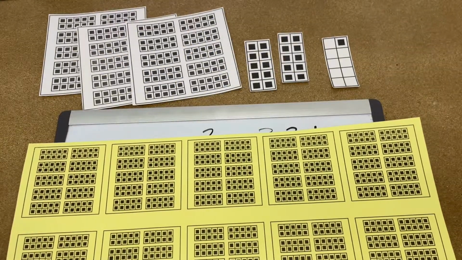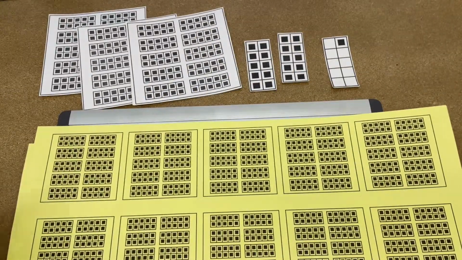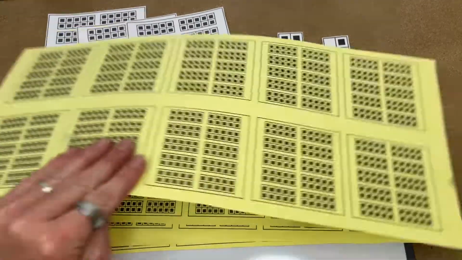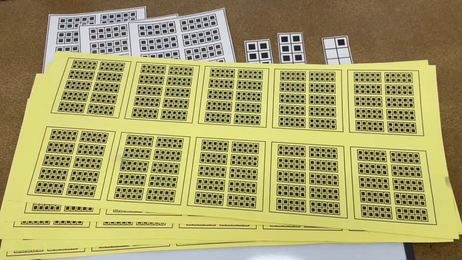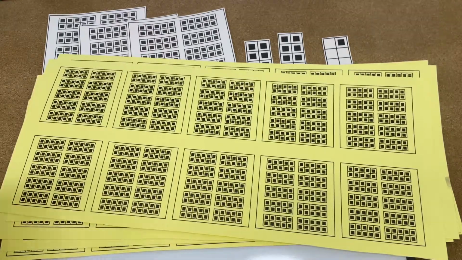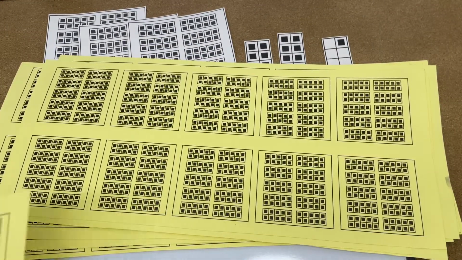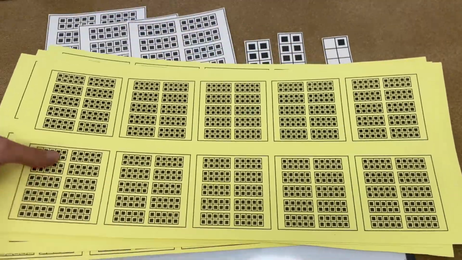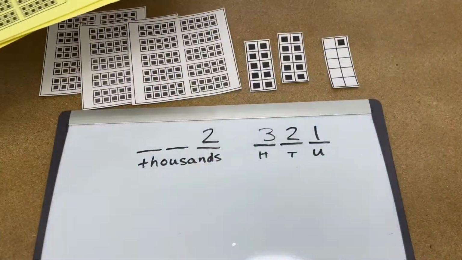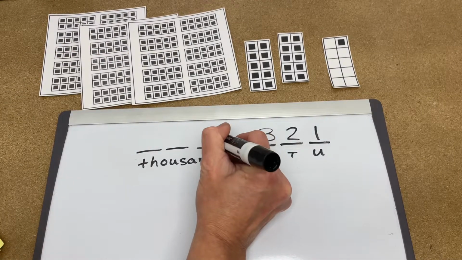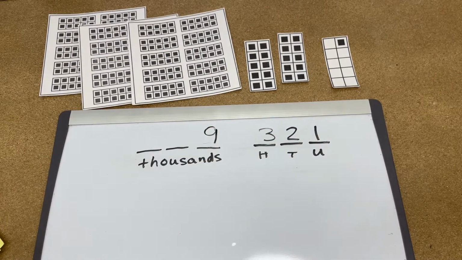Continue: 1,000, 2,000, 3,000, 4,000, 5,000, 6,000, and I show this in the classroom, 7,000, 8,000. We really want a good visual of the numbers. 9,000. So we now know this number is 9,321, and we would change the 1,000 numbers there.